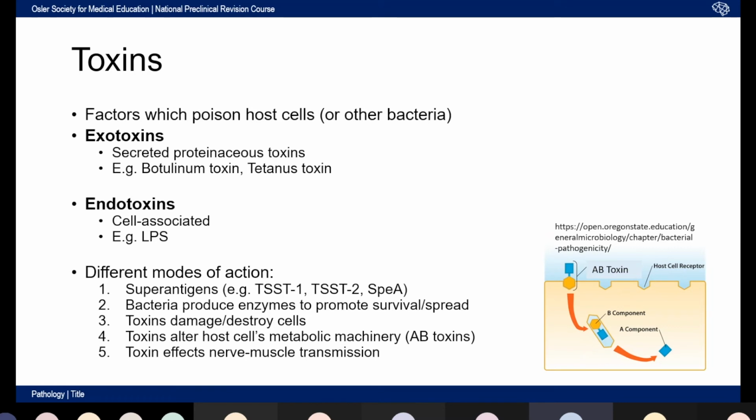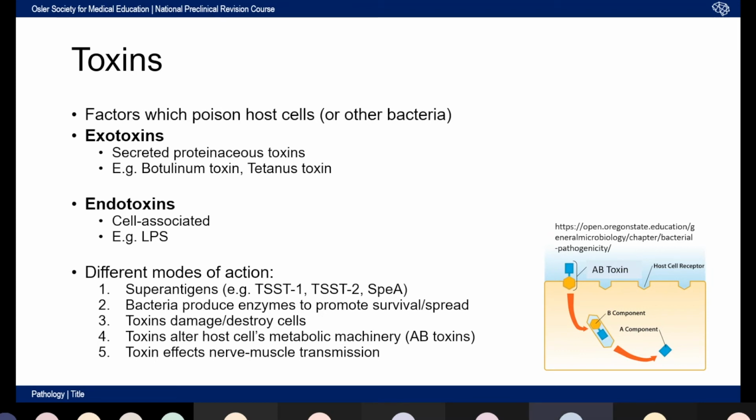There's different types, so you can have exotoxins, which are secreted toxins, or endotoxins, which are cell associated, so for example, the LPS of the gram-negatives. And toxins have many different modes of action, so you get superantigens, which trigger a huge inflammatory response that causes the symptoms of infection. Bacteria can produce enzymes to promote their survival or spread. The toxins can damage or destroy cells. These are known as hemolysins. But don't let this trick you into thinking only red blood cells are affected. The cell membranes can be damaged by enzymes or by the insertion of pore-forming molecules that destroy the integrity of the cell. So both staph and strep produce pore-forming toxins.